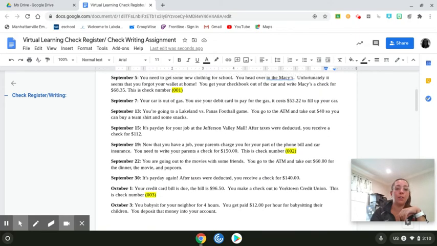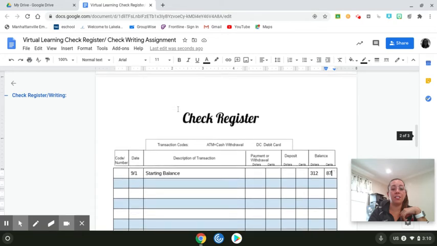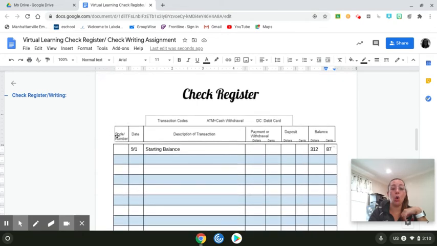So if we scroll down, we need to remember, okay, 001, that is my check number. In the very first column, it asks for either a code or a number. We're paying money, so we need to put something in this box. In this case, it's 001 is what we put in that box. When does this happen? Well, this happens on September 5th, so we're going to put 9-5. Who are we paying? We're paying Macy's. Why are we spending money at Macy's? We're getting some school clothing.